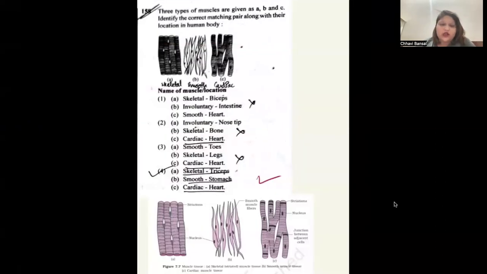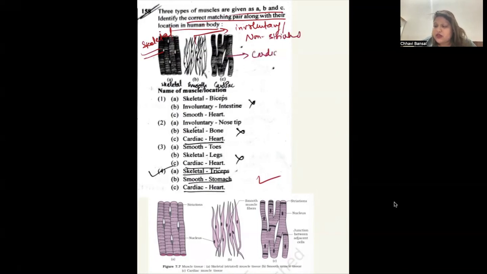This is quite an easy question. We can directly do it from the diagrams that are given in NCERT. So the question is, 3 types of muscles are given here, A, B, and C. Identify the correct matching pair along with their location in the human body. So the first type of muscle that is given is skeletal muscle or voluntary muscles. The second type is involuntary or non-striated. And the third is cardiac muscle. These are the only 3 types of muscle.